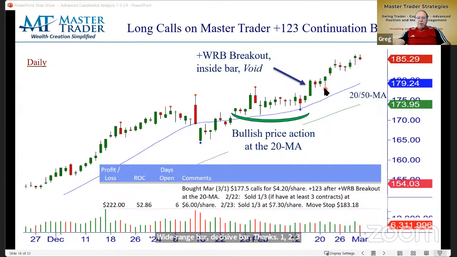Now look at that bar. That is what I call the money bar right there, because it took out that low and it popped right back up again. So 1, 2, 3, 4, 1, 2, 3, 4, 5, whatever. It's a wide range bar. It broke out. It's consolidating. That is your action bar to get on board.